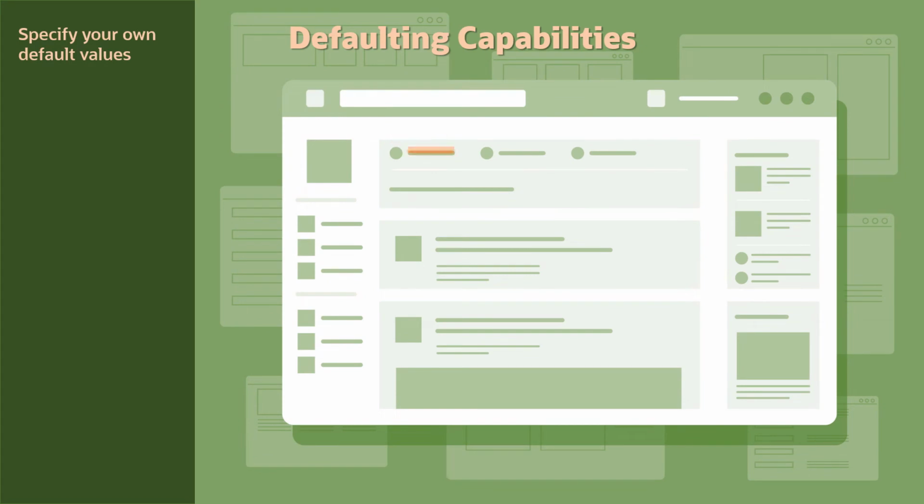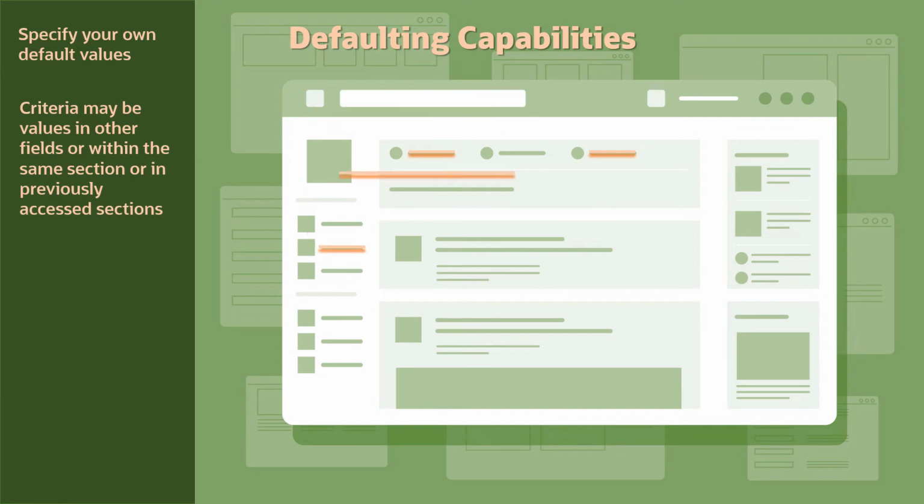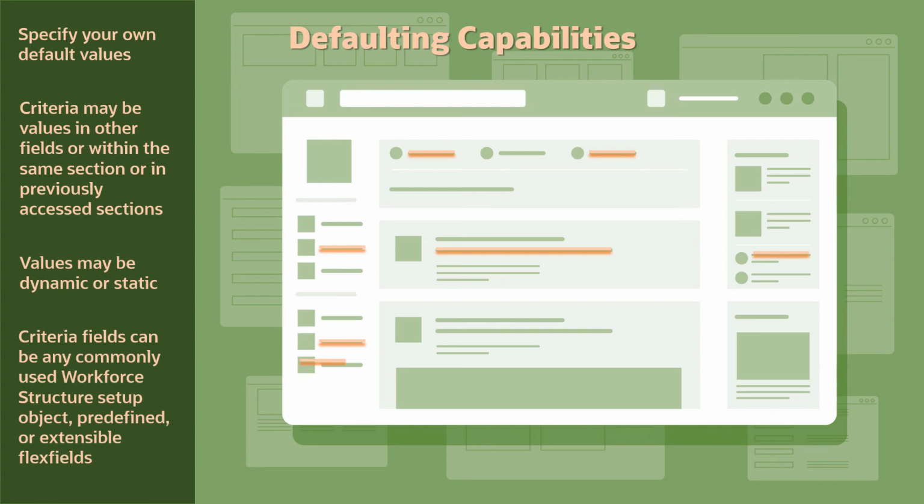You can specify your own default values for various fields. The criteria may be values in other fields within the same section, either visible or hidden, or values in fields of previously accessed sections. These values may be dynamically generated as the transaction isn't submitted yet, or static as in the previous state of an assignment before the current change. The criteria fields could be any of the commonly used workforce structure setup objects or flex fields, whether predefined or extensible. The default value appears as an automatically filled out value based on your specific rule in the user interface.